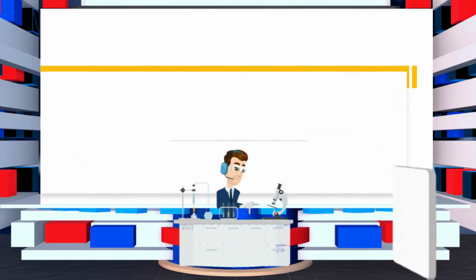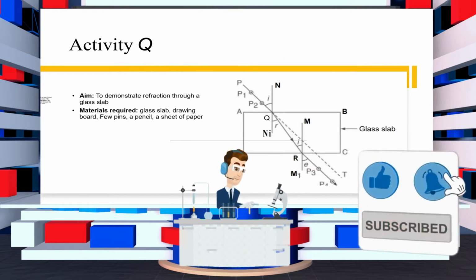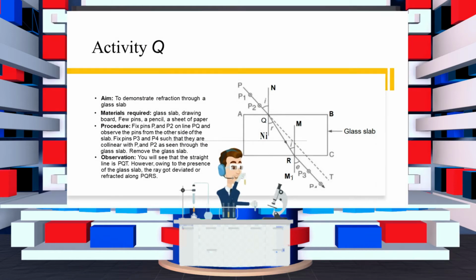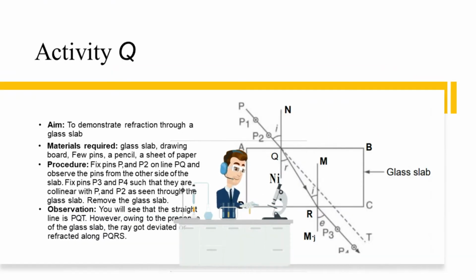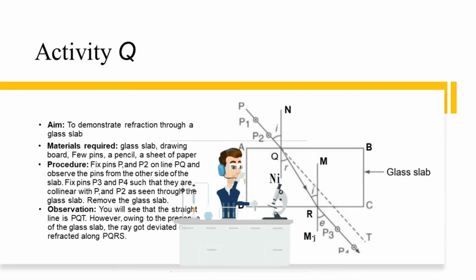Activity. Aim: to demonstrate refraction through a glass slab. Materials required: glass slab, drawing board, few pins, a pencil, a sheet of paper. Procedure: fix pins P1 and P2 on line PQ and observe the pins from the other side of the slab. Fix pins P3 and P4 such that they are collinear with P1 and P2 as seen through the glass slab. Remove the glass slab. Observation: you will see that the straight line is PQT. However, owing to the presence of the glass slab, the ray got deviated or refracted along PQRS.